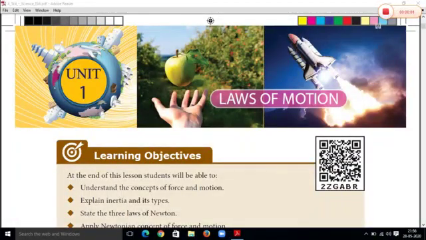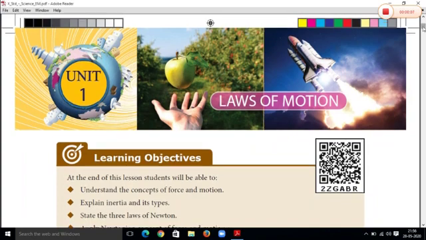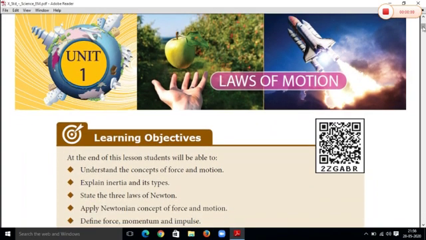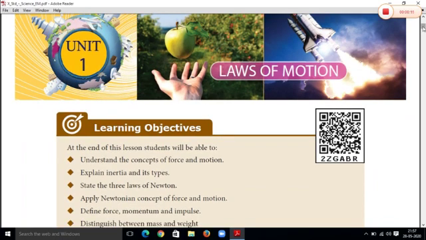Good morning students. Today we are going to see Unit 1, Laws of Motion. Objectives: understand the concepts of force and motion, and explain inertia and its types.